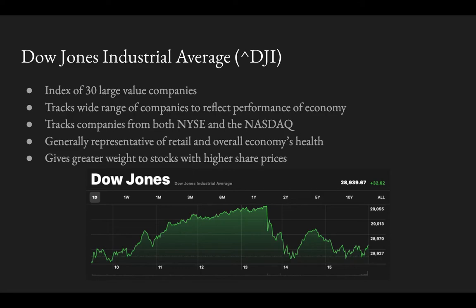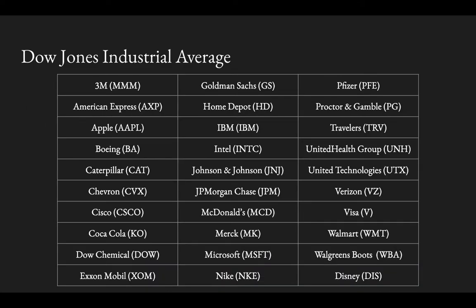Additionally, it gives greater weight to stocks with higher share prices. If we look at this slide again, it's not just a simple mean calculation of adding the share prices of these 30 companies and dividing by 30. It's a weighted average where it takes into account the specific price of each stock, and therefore takes that weight into account whenever it calculates the average.